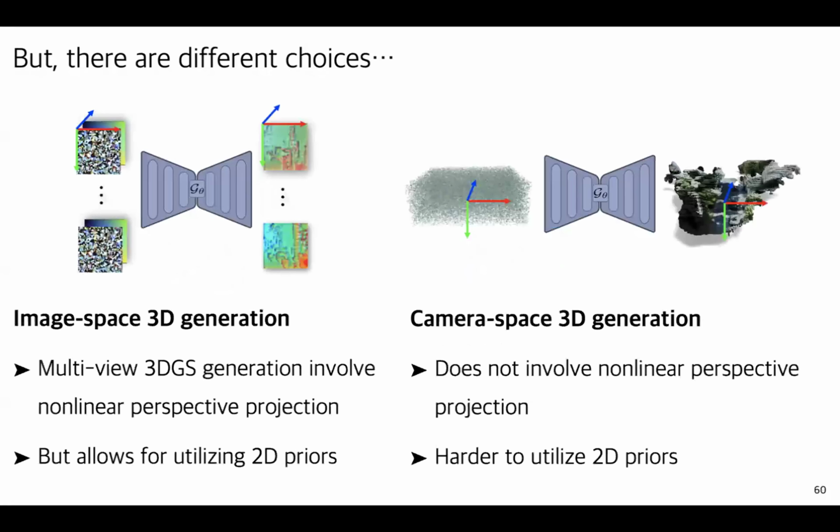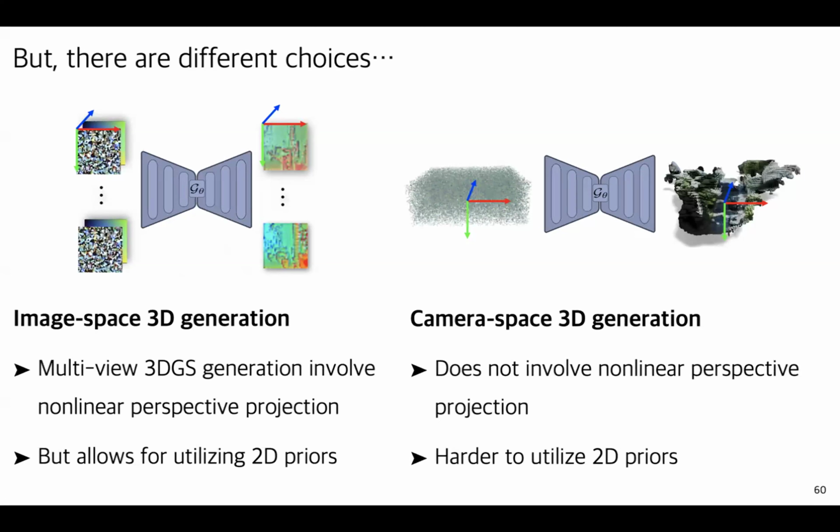So what you can do, if we generate everything in the image space, you can generate a 3D scene formulated as multi-view 3D GS generation, for example. And then you normalize it with respect to, for example, the first frame. And then you can also generate everything in the camera coordinate space, which does not involve the perspective projection. But I think there are trade-offs for both options.